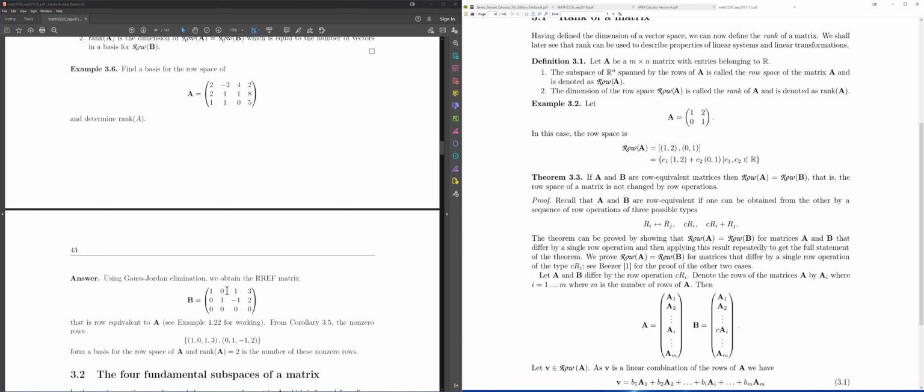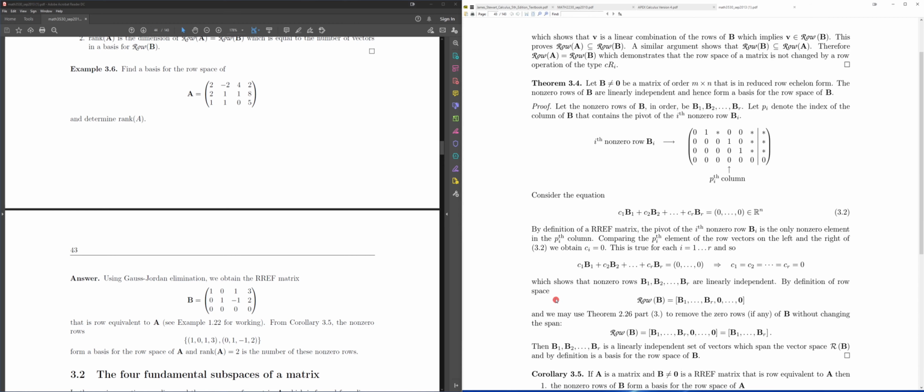And that means that these two non-zero rows listed over here would form a basis for the row space of A, right? Okay, so the basis for the row space of A consists of these two vectors. And the dimension of a vector space is the number of elements in the basis. You see this basis has two elements in it. So therefore the dimension of my row space is equal to 2, and the dimension of the row space is equal to the rank. So the rank of this matrix A is in fact equal to 2, right? So that's what's said over here.